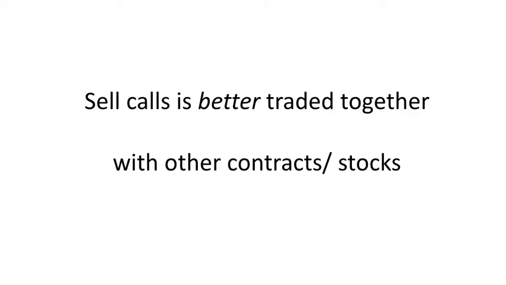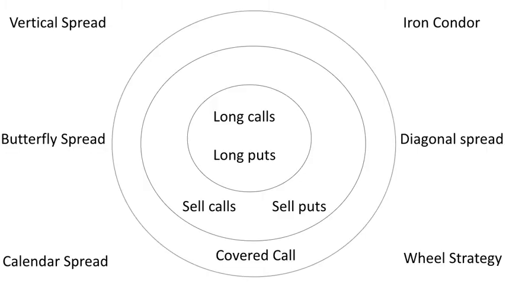This sell option strategy is better traded together with other contracts or stocks, because you have limited profits while unlimited loss. That doesn't make a lot of sense, right? But it's actually a very basic building block for many other strategies. Like in the previous video, we discussed long calls and long puts. Together with sell calls and sell puts, we're able to construct what we call a vertical spread. And by combining two vertical spreads, we get butterfly spreads, iron condors, etc. So it's actually a very important concept that you should understand.